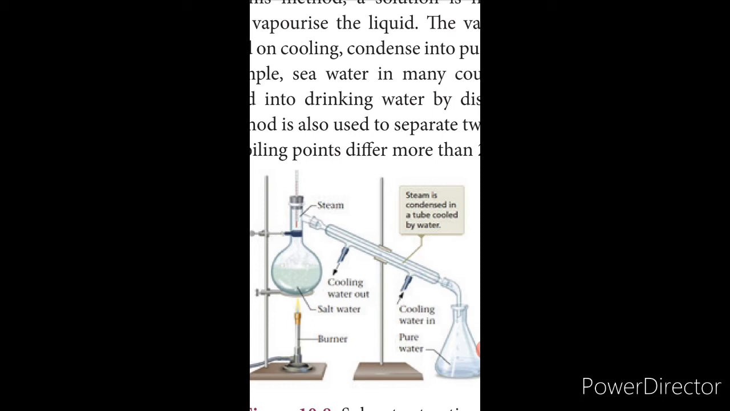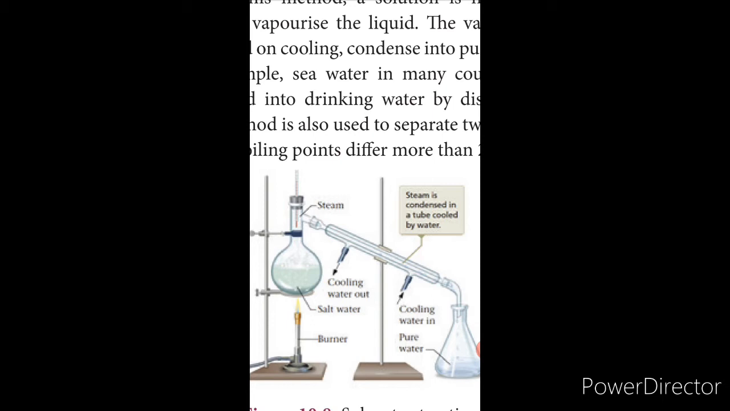Look into the picture, children. This is the apparatus of simple distillation. It consists of a round bottom flask fitted with the thermometer. Now this salt water is taken in the round bottom flask and a thermometer is fixed. Now the thermometer is fixed in such a way that the tip of the thermometer, you have the bulb at the end of the thermometer, isn't it? So that is slightly above the side tube. Now where is the side tube? You can see a side tube, isn't it? That is called as the condenser, which is fixed with the round bottom flask.